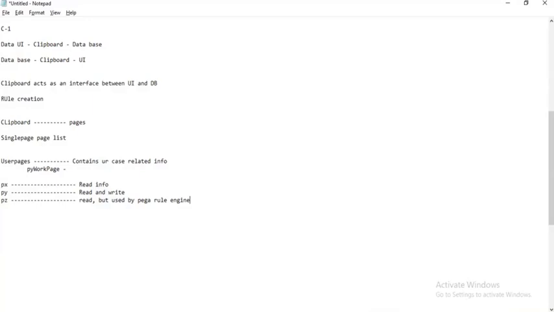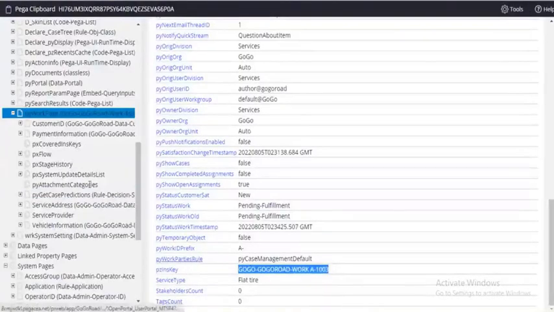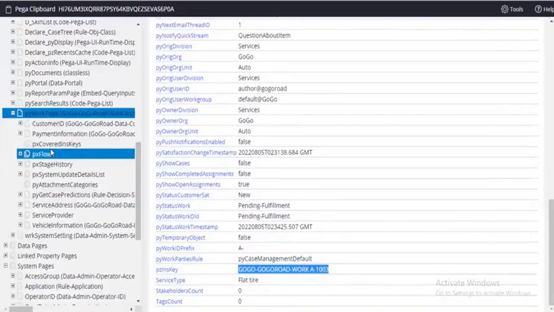If the property starts with PX, you can only read the data present inside the property. If it is PY, you can both read and write, meaning you can read and modify the data. PZ properties you can read, but they are used in the Pega rule engine. Any questions? So PX and PZ are almost the same, right? You can only read.